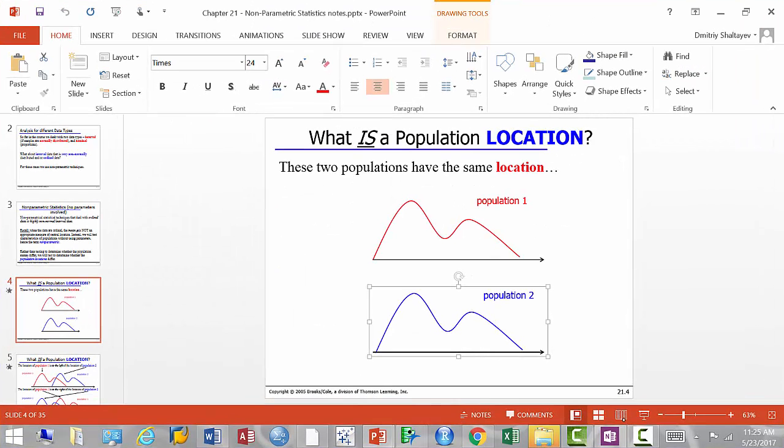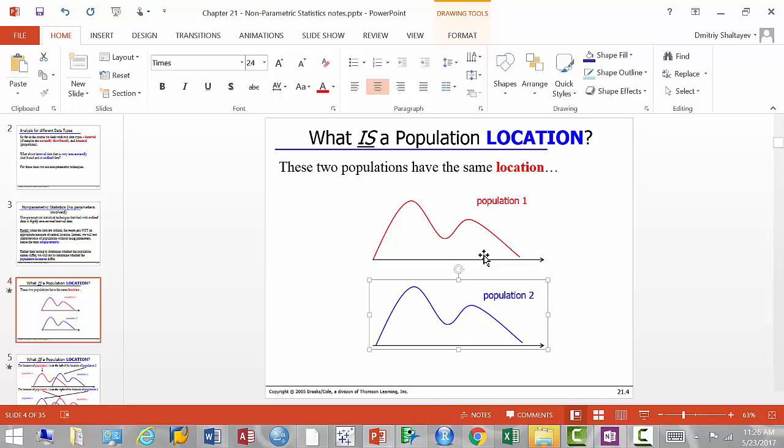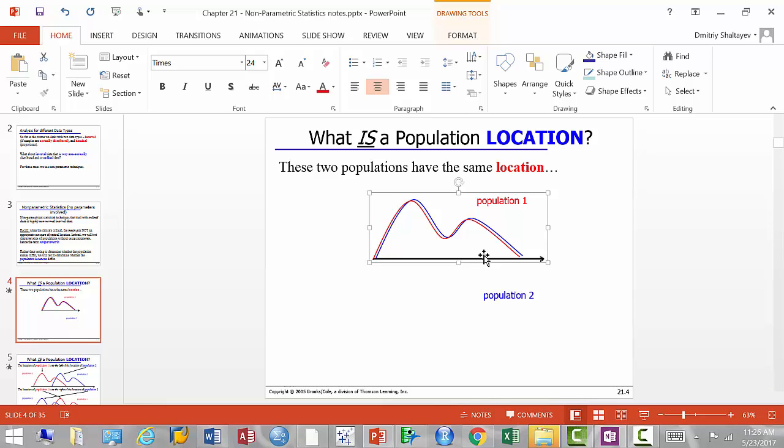Well, as vague as it may be, what I can say from this picture, from what I can see visually, is that these two populations are very similar to each other, right? They're located in approximately the same place on the horizontal axis. They have about the same shape. And if I lay one over the top of another, they will follow fairly closely the same pattern. So therefore, instead of saying mean 1 equals mean 2, now I'm going to say population 1 location is the same as population 2 location, right?